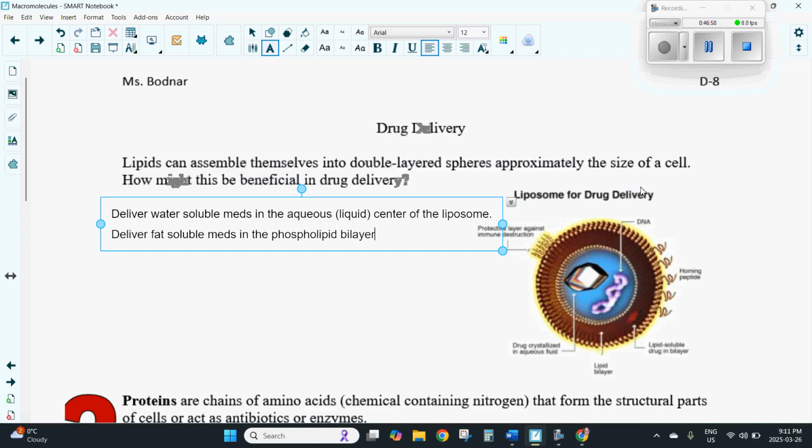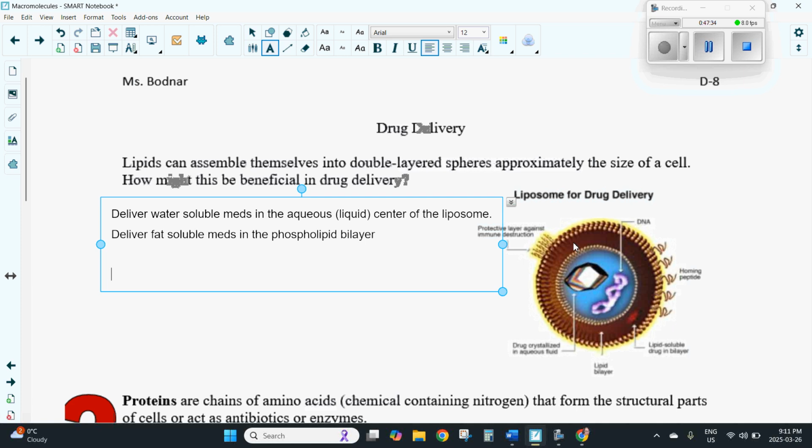So you can put water-soluble meds here in the center, and in this brown section, you can put fat-soluble medication. Your body is going to think that this liposome is self. It looks like self because the majority of your cell membrane is made up of phospholipids, so it looks like it's just another cell. So it's going to accept the liposome into itself. Basically it's going to say, come on in, welcome. So you're delivering medication right to the cell.